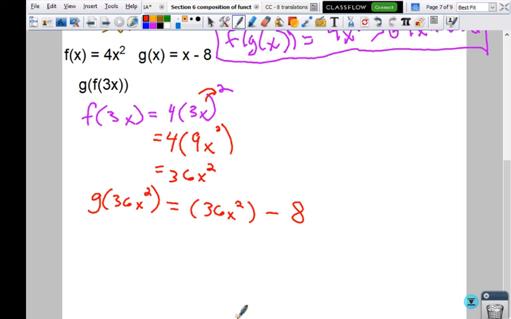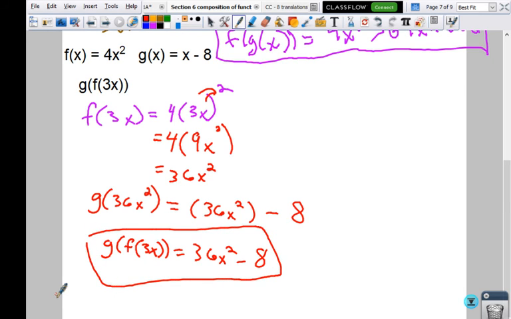On this one though, do I really need these parentheses right here? No. I'm not multiplying, I'm not adding anything, so I'm just going to drop them. So I'm going to go 36x squared minus 8. Is there anything I can really do with this? Do I need to FOIL or distribute or any of that? Nope. So I'm done. So g of f of 3x equals this. This is my final answer: 36x squared minus 8.